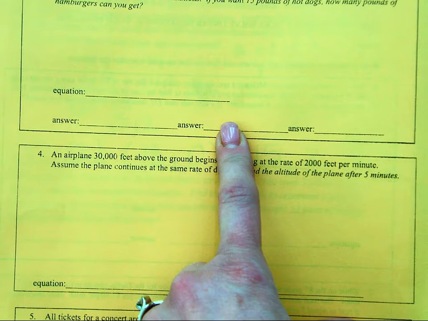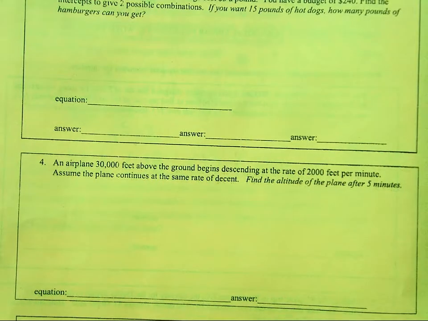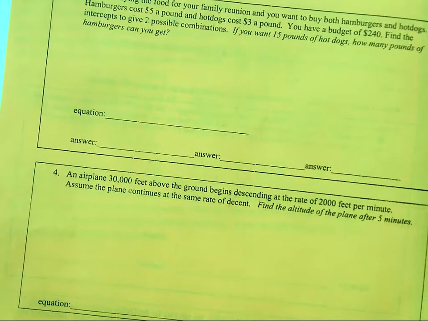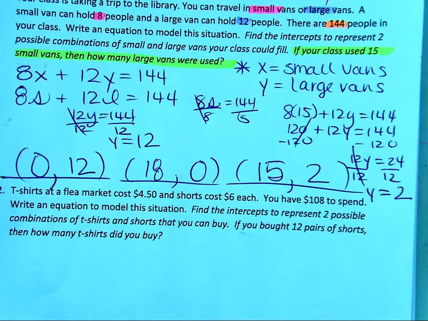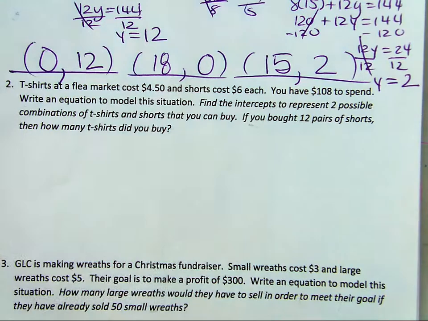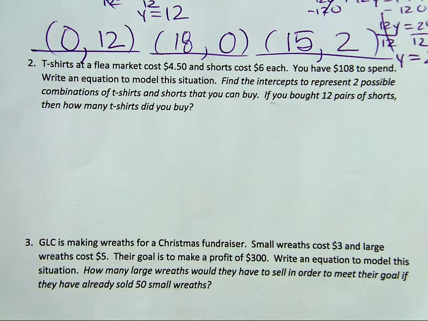But, of course, you can't have all of one and none of the other. Let's get some hamburgers and some hot dogs. Got it? Okay, so let's go down to number 2. Let's get our highlighters out. What 2 things are we talking about? T-shirts and shorts.